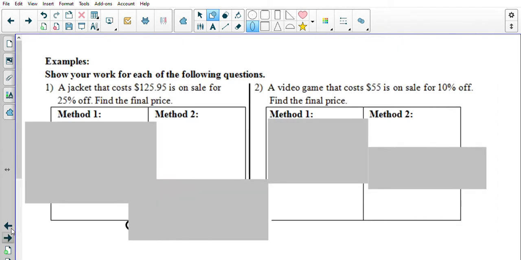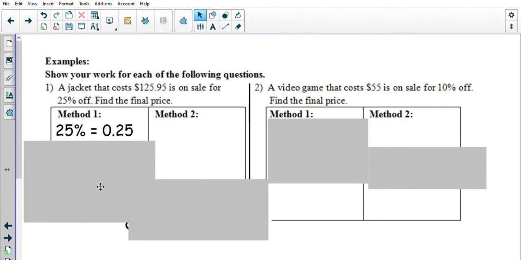All right, let's go ahead and take a look at some examples. So, number 1. It says a jacket that costs $125.95 is on sale for 25% off. Find the final price. There's a lot of calculations here. So if at any point you need to pause the video to get caught up on writing this stuff down, feel free to do that. Definitely try calculating some of these things on your own as well. So I'm going to show both methods for these first two, just so you can see both strategies.